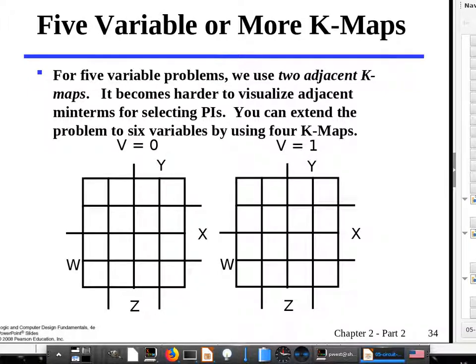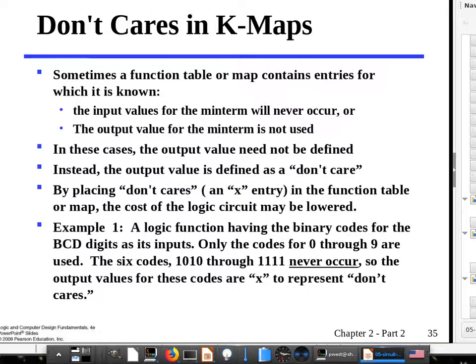So for 5 variable problems, we could use 2 adjacent K-maps. The point of this is just to show you that you can extend K-maps into more dimensions than just 4. The problem is after 4, it's very hard for us humans to write them. Of course, the computer doesn't care because it's just numbers that it's storing. So a computer computing on more than 4 dimensions of K-maps is not a problem. We are not going to do 5-dimensional K-maps because that's just annoying, and it serves no purpose, at least in my opinion, which I guess is the one that matters.